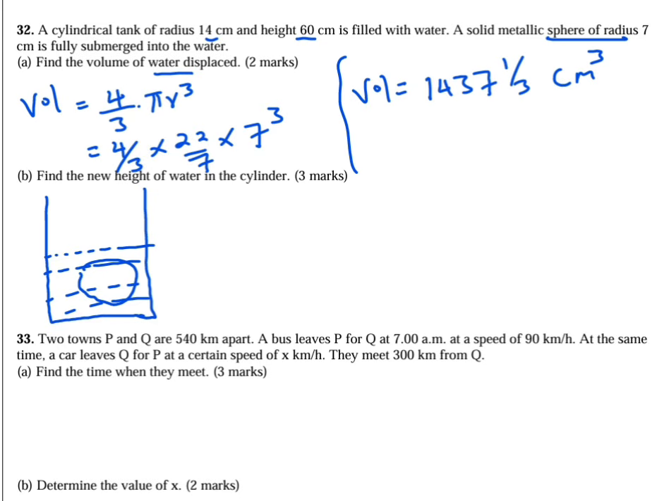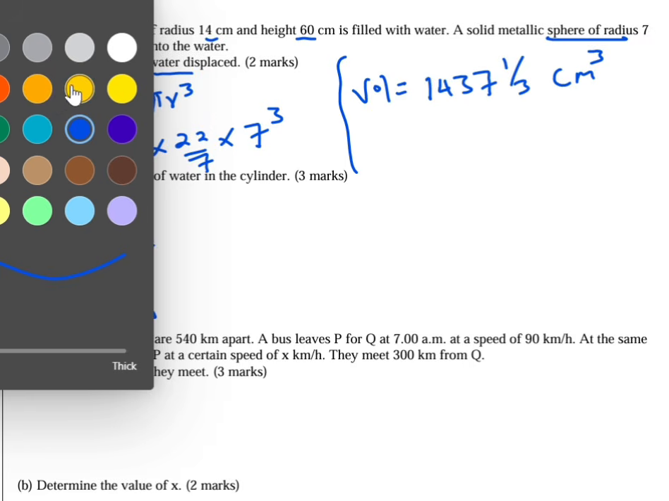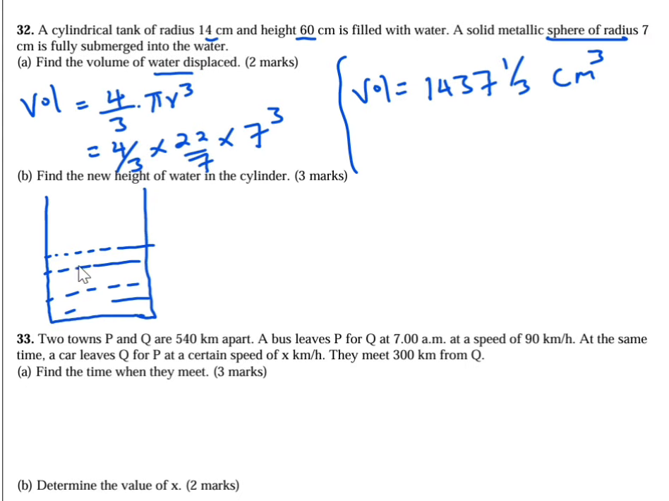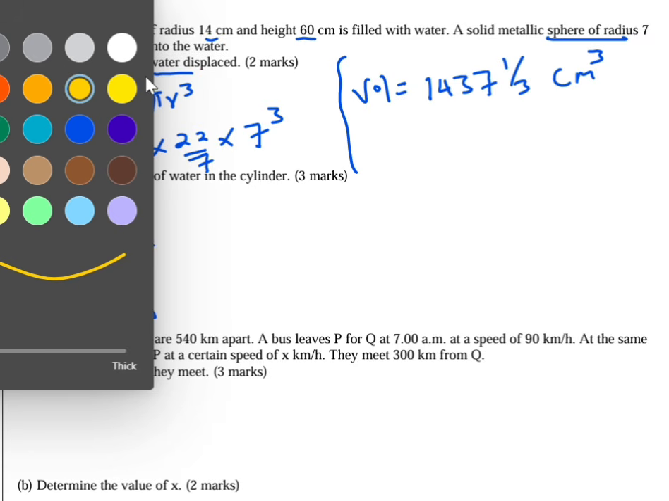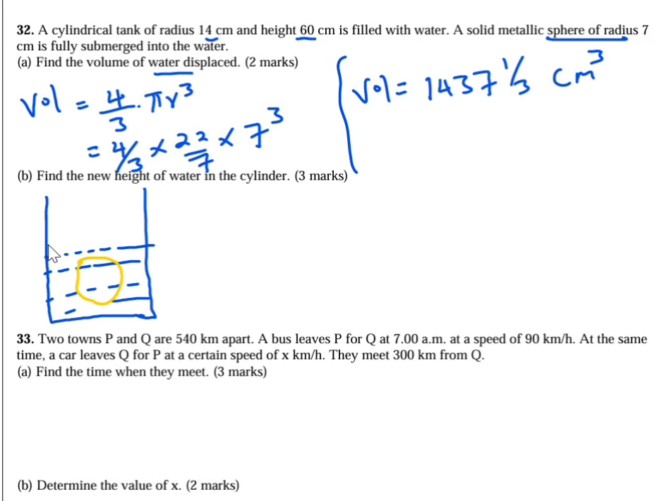Maybe if I use a different color, it will be better. So allow us to use a different color so that you can visualize this, because I know many will not get this. So this is a spherical ball inside, and then the level of the water is going to rise because this sphere has its volume. So the water will increase and rise upwards. Now you want the new height of the water in the cylinder.